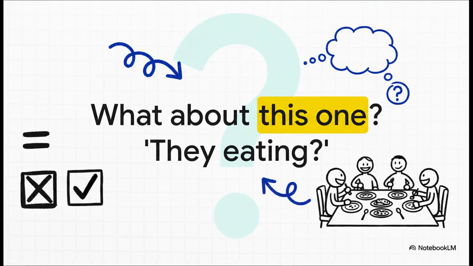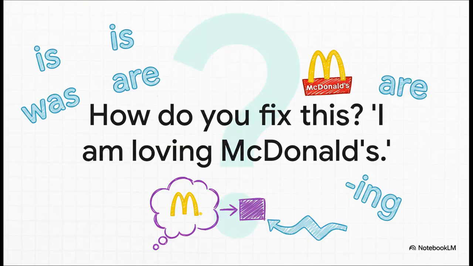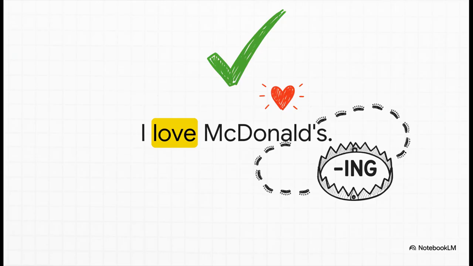All right, next one. This time is a question. "They eating?" How do we fix this to make it a proper English question? Exactly. For questions, that be verb just hops right to the front. So it becomes, "are they eating?" Excellent. Okay, last one, and this is the trick question, so be careful. "I am loving McDonald's." What's wrong with that? Think about our big exception to the rule. And there's the trap. Love is one of those emotional stative verbs, right? So we don't use -ing with it. The correct, natural way to say this is just, "I love McDonald's."